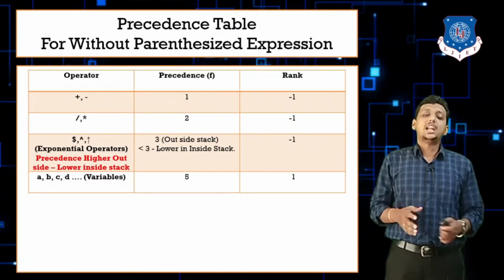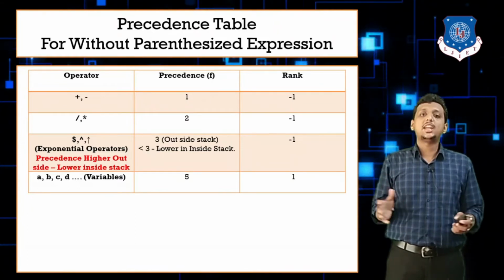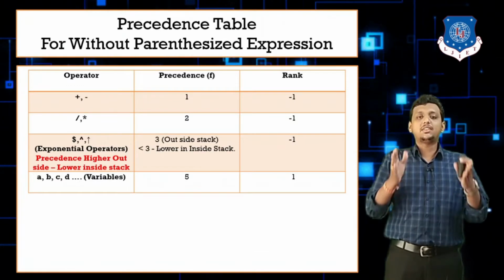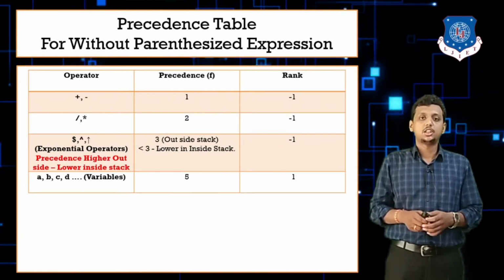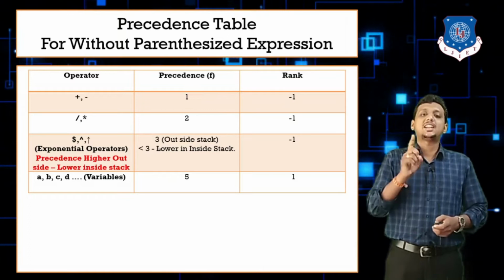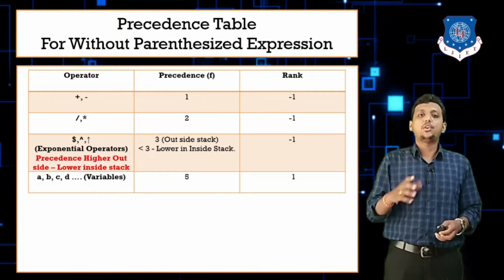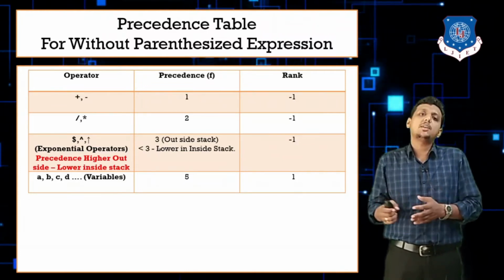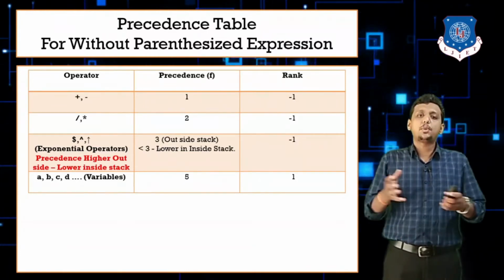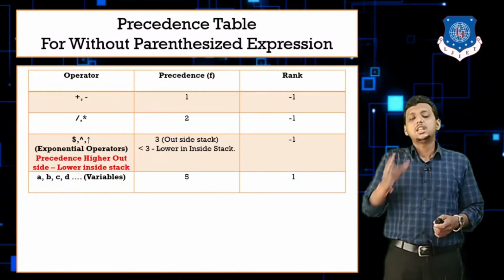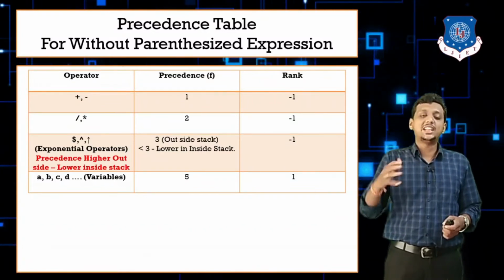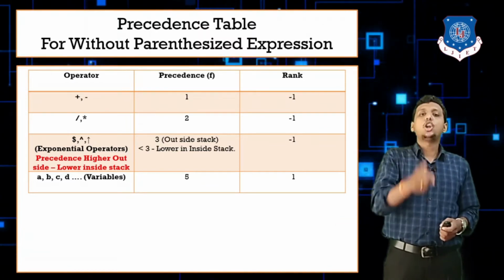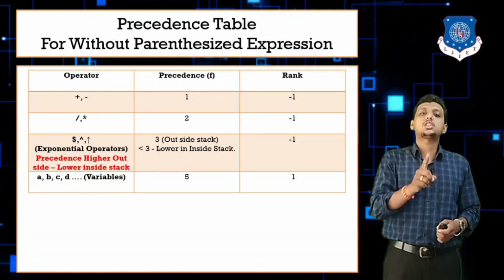Now let me talk about the ranks. Rank is usually used to check whether our expression is valid or not. If you have operands, the rank will be 1. If you have operators, then the rank will be -1. So when we think about a proper expression string, the expression is valid only and only if its total rank is 1.